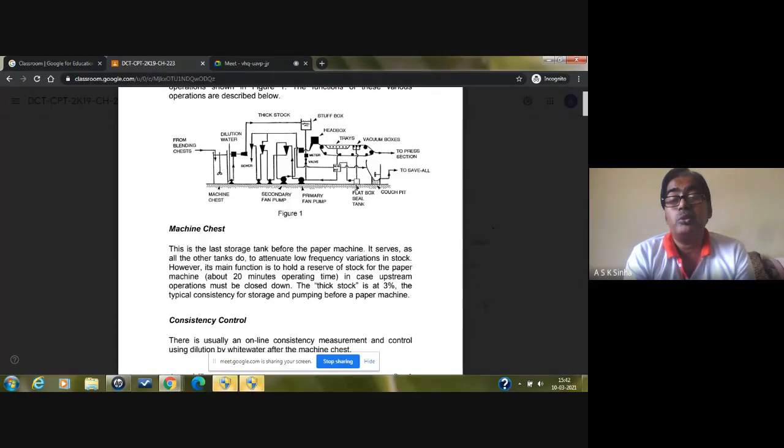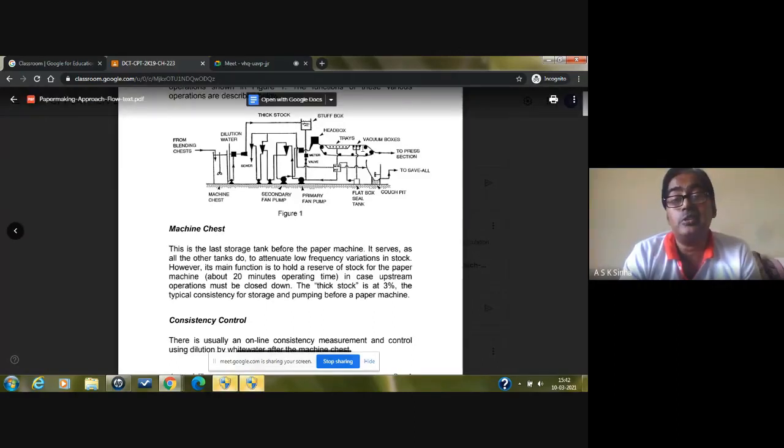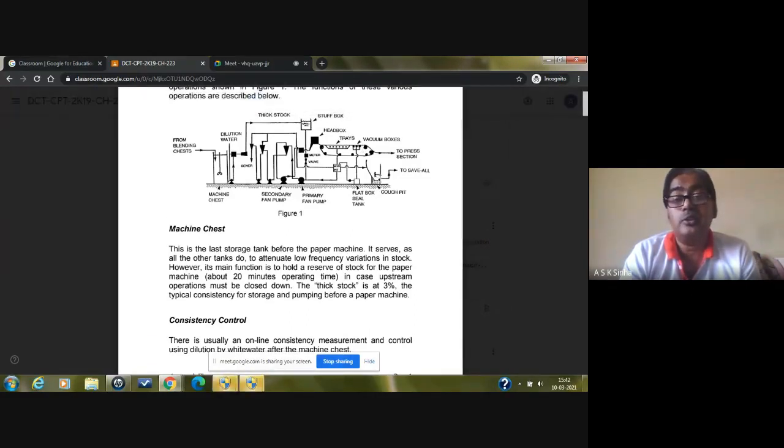And again, just below the couch roll, we have the couch pit. So whenever we are breaking the sheet here, some waste paper will be coming to the couch pit. And then it is again recycled from here, going to the saver. That means all the fiber and chemical will be saved here before sending to the effluent treatment plant.